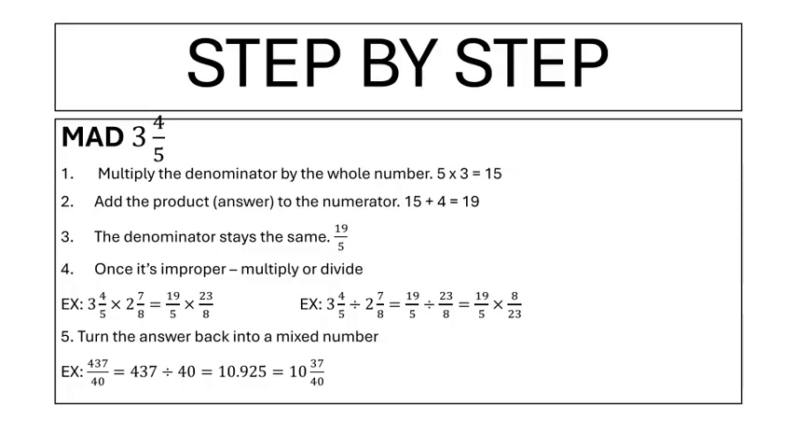For example, if you have 3 and 4/5, you would multiply the 5 and the 3 getting 15. Then you would add that 15 to the 4 getting 19. That 19 then goes over 5, the original denominator, so your new answer is 19/5. Once you have this all written down, draw a line underneath to separate it from the next section.